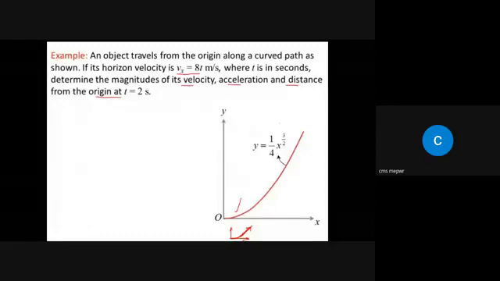Okay, so the x component of velocity is given. Vx is equal to 8t meter per second, where t is in seconds. Determine the magnitude of its velocity, acceleration, and distance from the origin at t is equal to 2 seconds. So we don't have the y component of velocity, but at least we have a relationship between y and x, which is given with the help of this diagram.